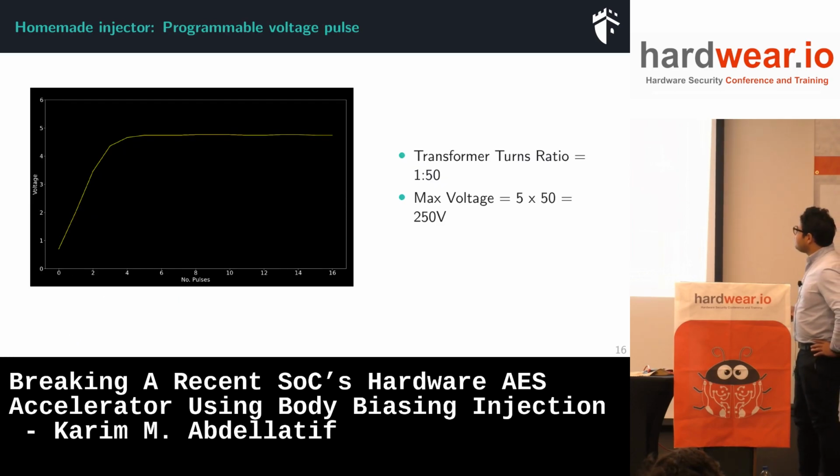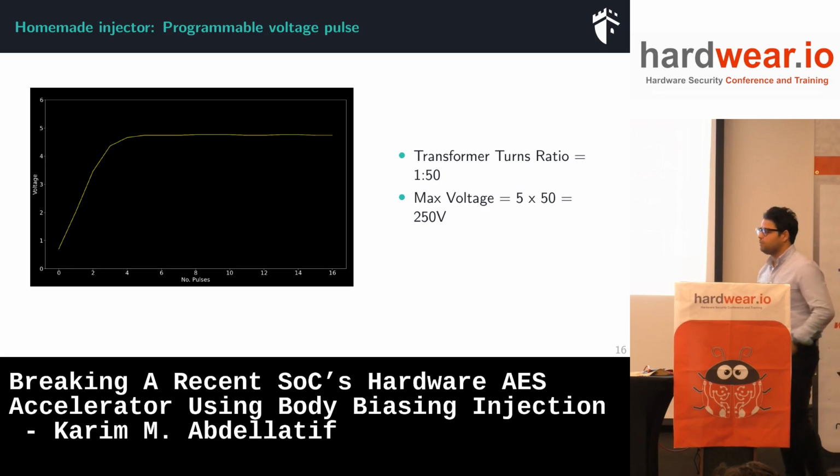So you can see here that I already proved that I have a flexible voltage that I can change very easily. On the x-axis, this is the number of pulses. If you increase the number of pulses to charge the capacitor, I have a programmable voltage that can start from lower than 1 until 5. So if you multiply it by 50, you will obtain a programmable voltage up to 250.